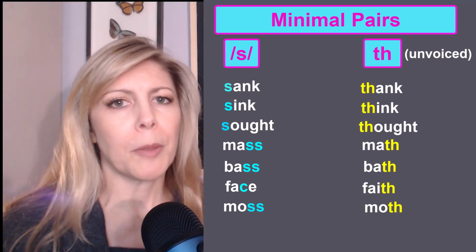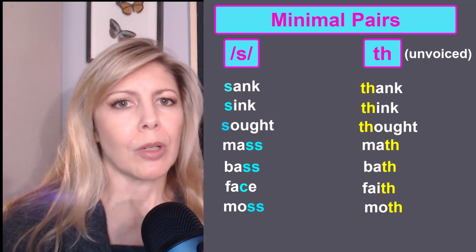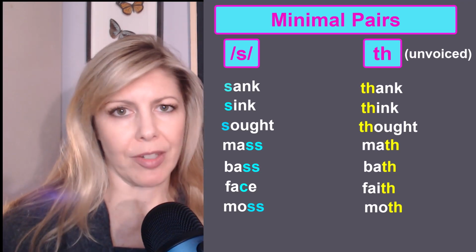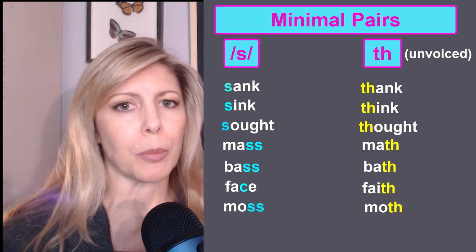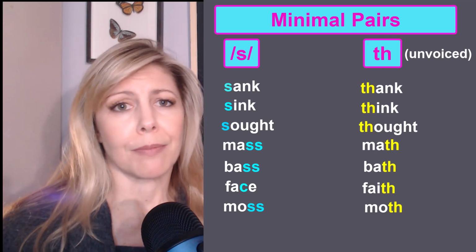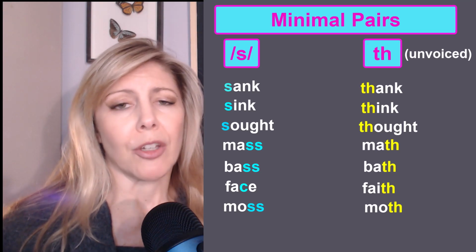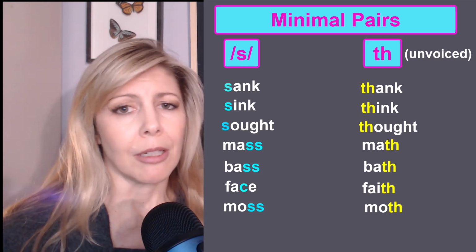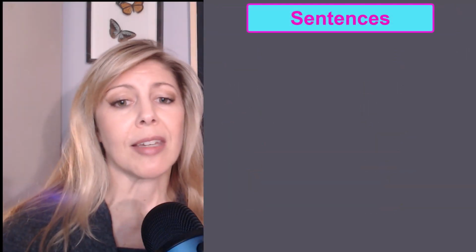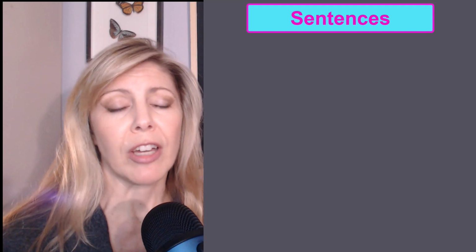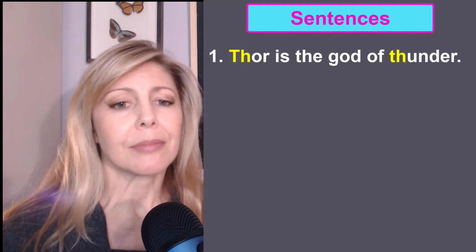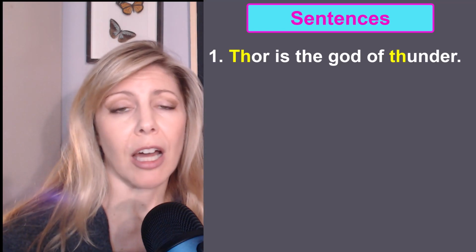All right, so minimal pair words kind of help us to isolate and see the difference, feel the difference, hear the difference. So this is a good practice. If you just take a few minutes, and I mean really just 3 or 4 or 5 minutes, and go through this minimal pair list, that's a good practice for your day. All right, let's try some sentences now with the unvoiced th. Number 1, listen and repeat aloud. Thor is the god of thunder.